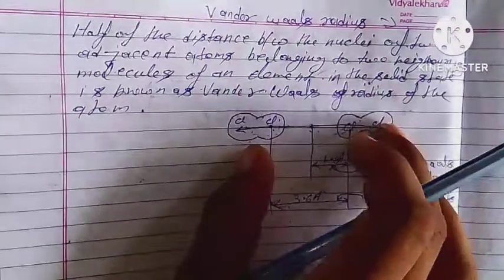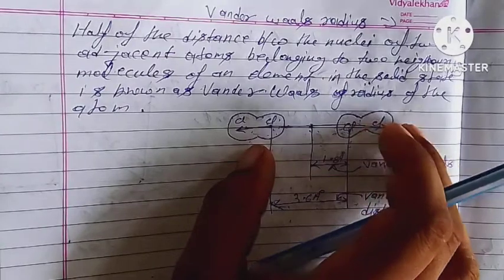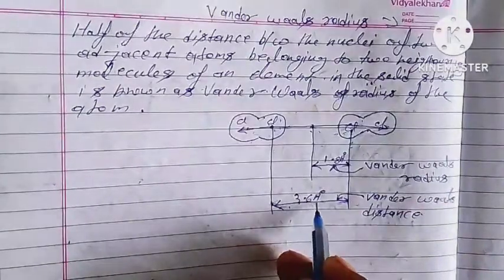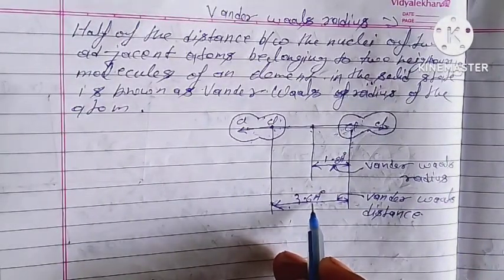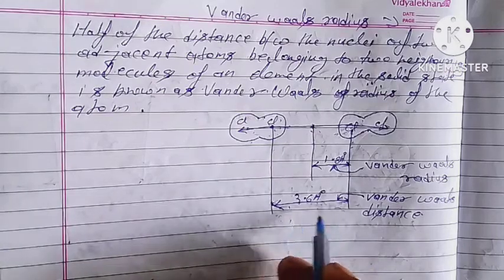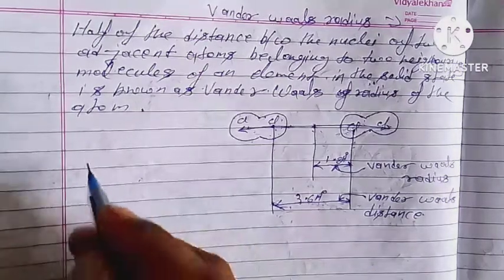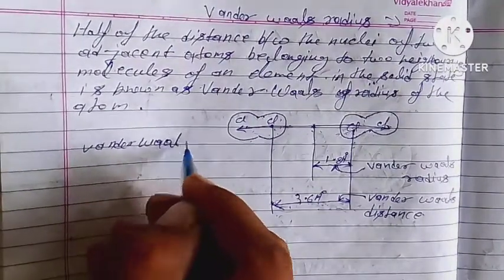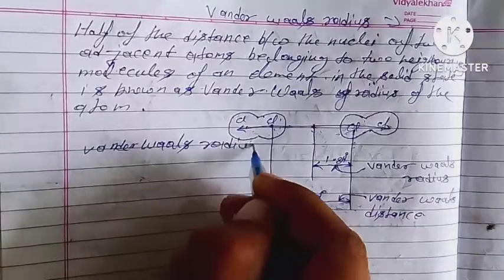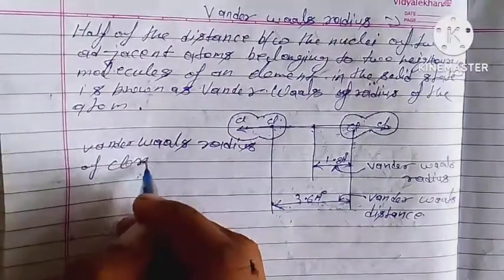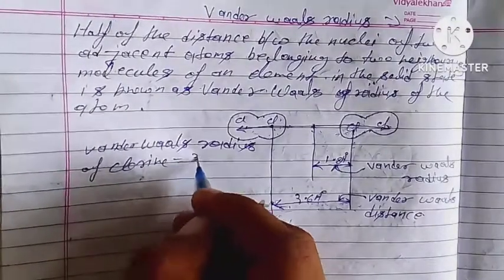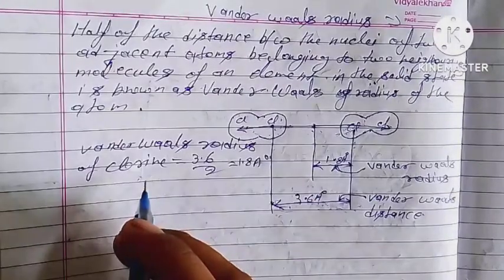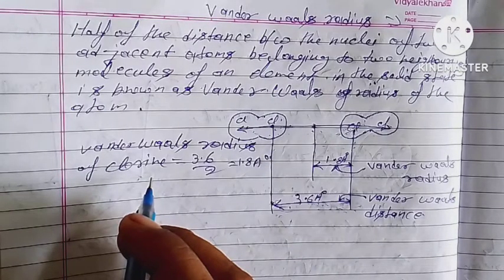In solid chlorine, the distance between two non-bonding neighboring chlorine atoms is 3.6 angstrom, which is the Van der Waals distance. Van der Waals radius of chlorine equal to 3.6 upon 2 equal to 1.8 angstrom. The Van der Waals radius of chlorine atom is given.